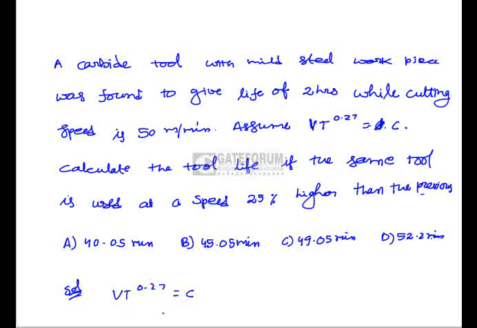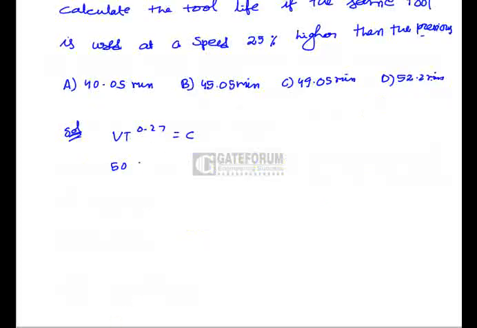Coming to the solution, the given equation is V t power of 0.27 is equal to constant. First, the tool gives 2 hours life while cutting speed is 50 meter per minute, that is 50 into 2 hours, just convert into minutes, whole power of 0.27 is equal to constant. So we get here a constant of 182.1.